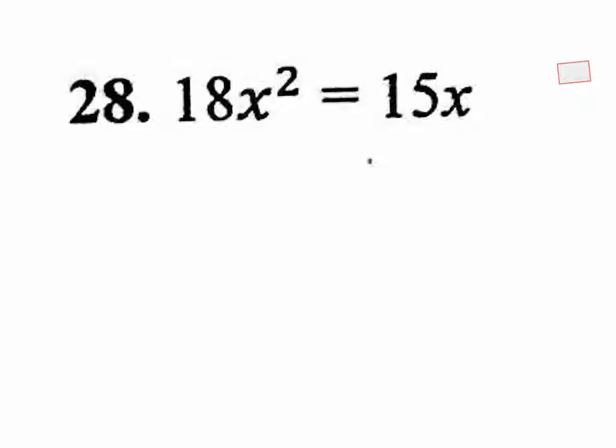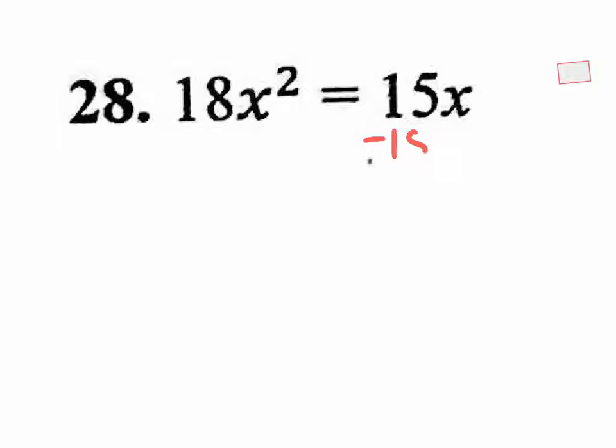Number 28. So this is probably the most entertaining one out of all of them, because you first have to, the whole purpose of the zero product property is if you have something that's equal to 0. And right here, we don't have something equal to 0. Right here, you have 18x squared is equal to 15x. You don't have it equal to 0. Even in semester 1 of algebra, you didn't want x's on both sides of your equal sign. So let's move everything to one side.